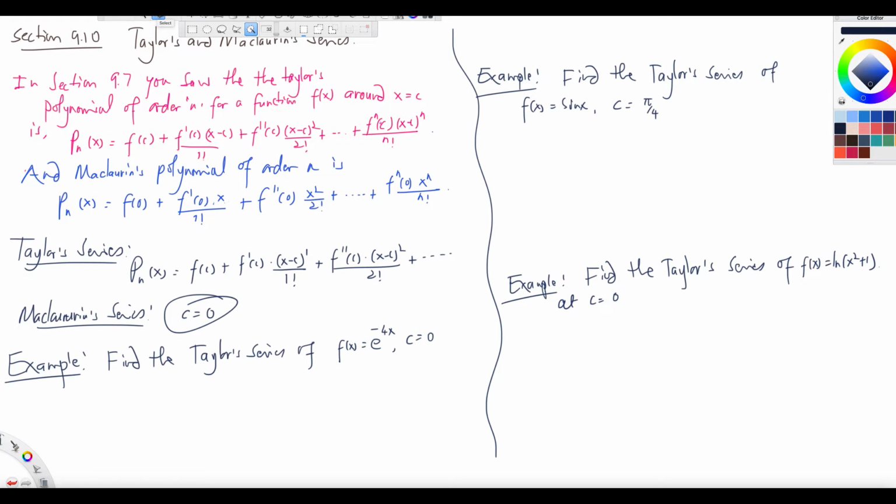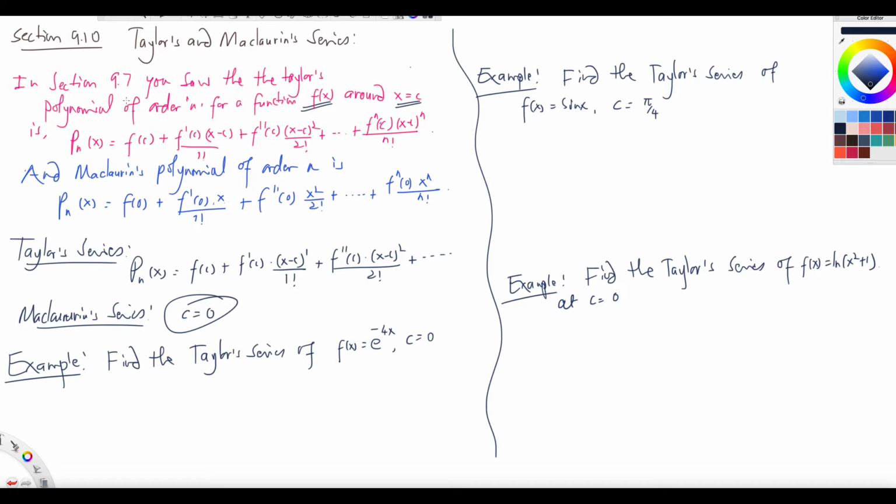So in section 9.7, we talk about the Taylor polynomial and Maclaurin polynomial, right? For any function f of x, we can approximate the value of a function at x equals c by using the Taylor polynomial.